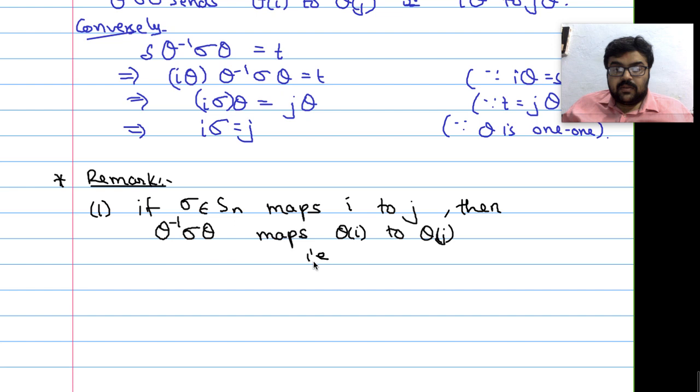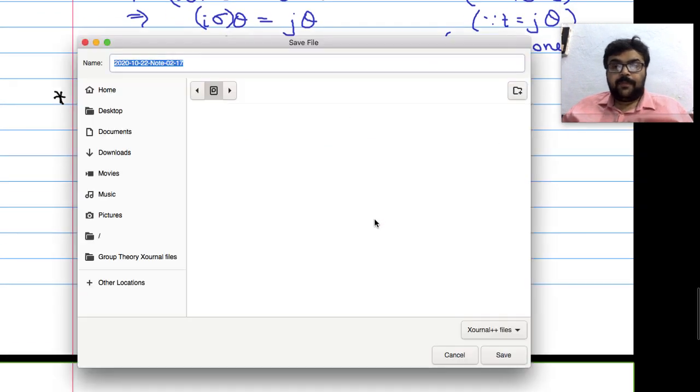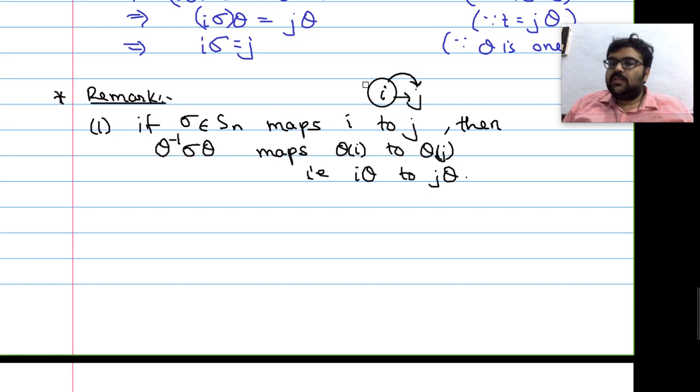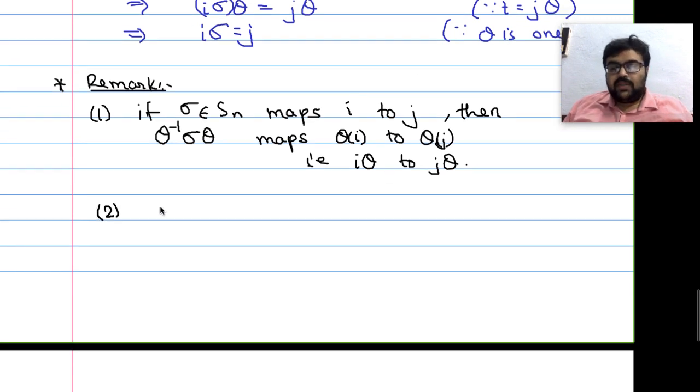So theta of I we can also write as I theta to J theta, right? So if sigma sends I to J, what does its conjugate do? Conjugate doesn't do anything except theta is applied. If the image of I in sigma is J, then in theta inverse sigma theta, what will be the image of theta I? It will be theta J. That means the cycles will not be disturbed; the length of the cycles will remain the same. So that is the second remark.